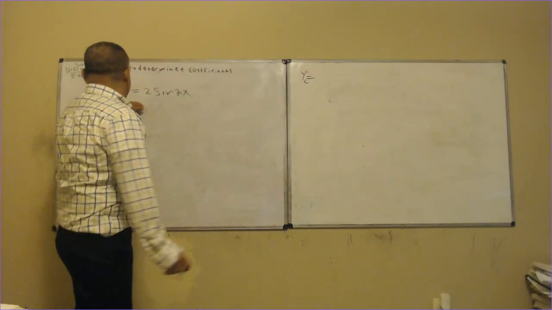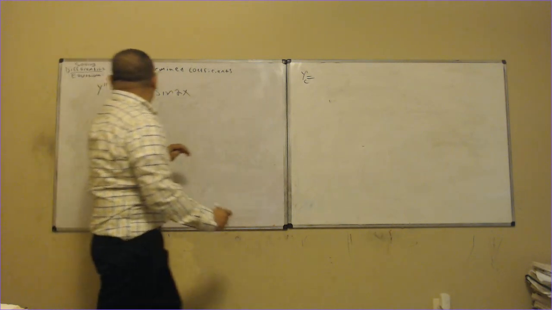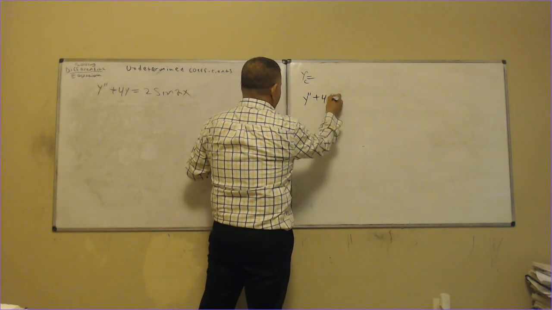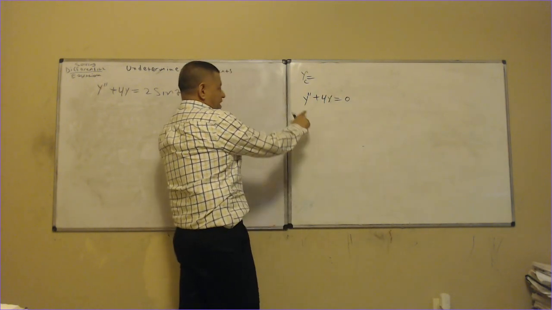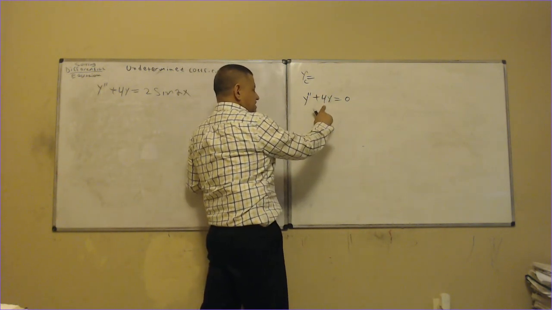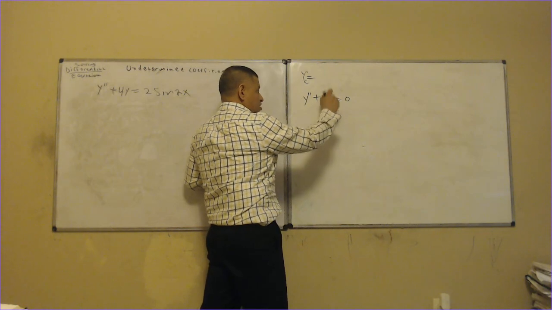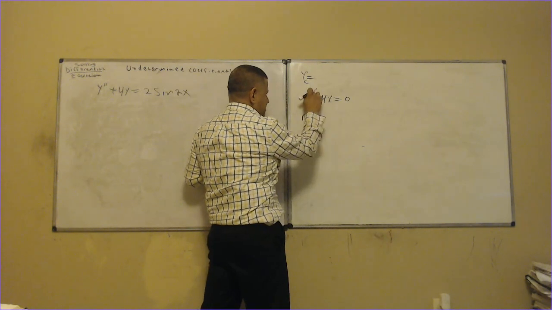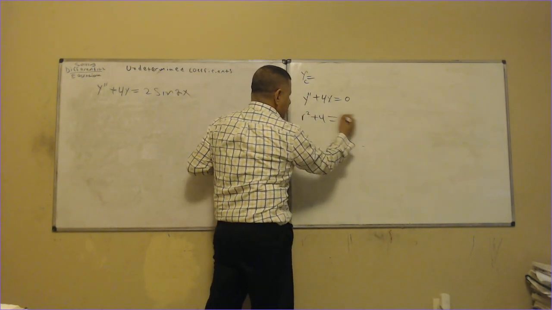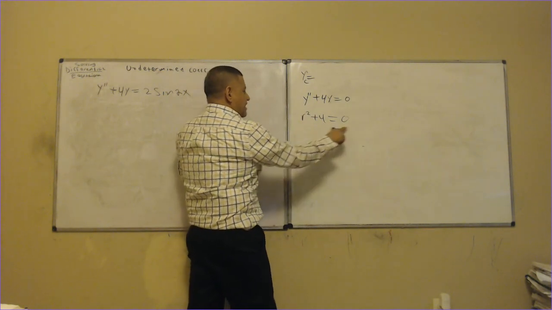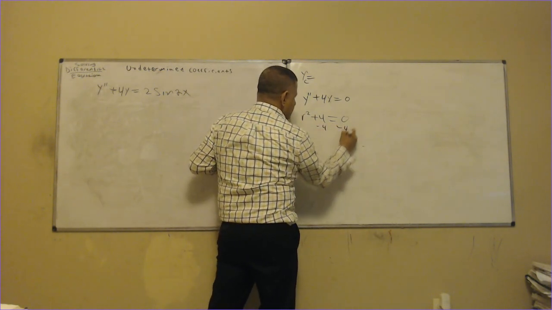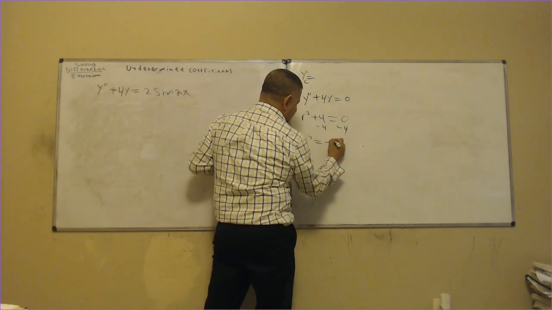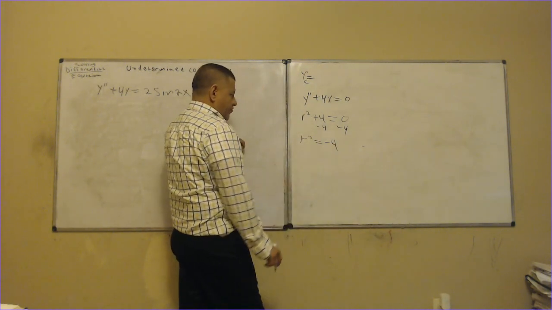For the complementary solution, the first step, we make the right side equal to zero. So we say that y double prime plus 4y equals zero. Then we treat it as a constant because it has a y in there. So we do r squared, because of the second derivative, plus 4 equals 0. Now I subtract 4 on both sides and I get r squared is equal to negative 4.